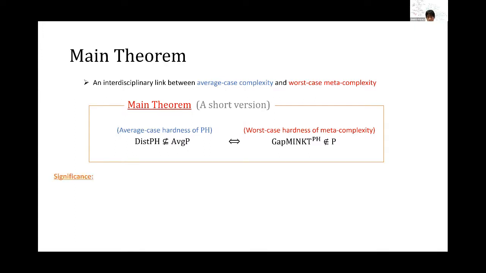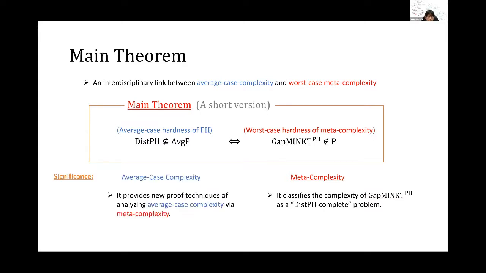How should we interpret this result? Well, we have two interpretations of this result. From a perspective of meta-complexity, previously we didn't know the complexity of Gap-MINKT with a pH oracle. Our result essentially settles the complexity of Gap-MINKT with a pH oracle as a DistpH-complete problem in the sense of this equivalence. From a perspective of average case complexity, our result provides a completely new proof technique of analyzing average case complexity by using meta-complexity. As a specific application, I'm going to explain a hardness amplification theorem for pH.